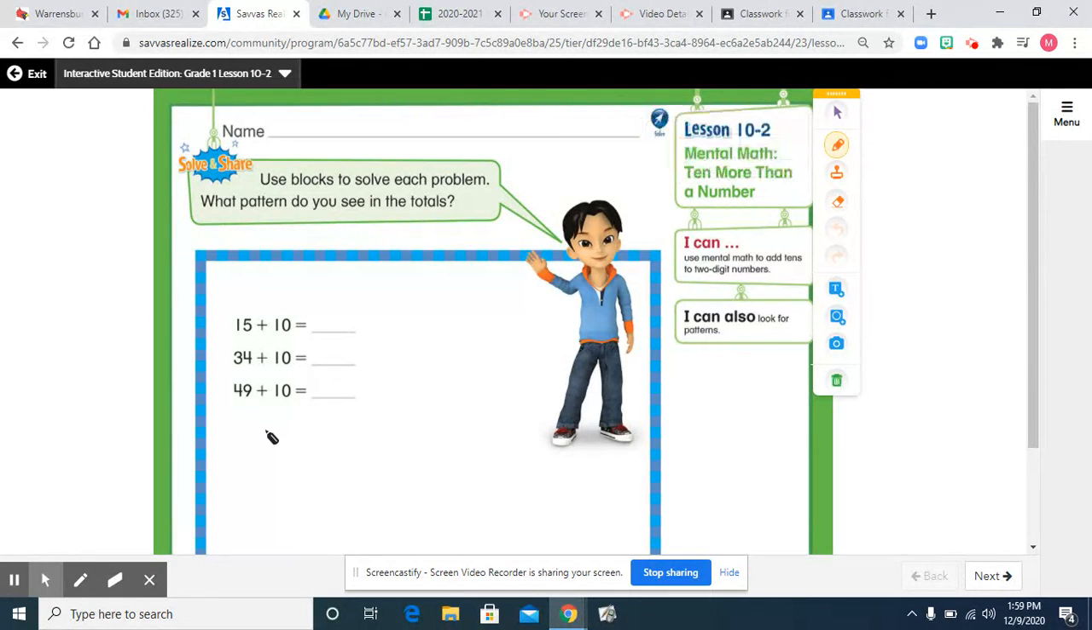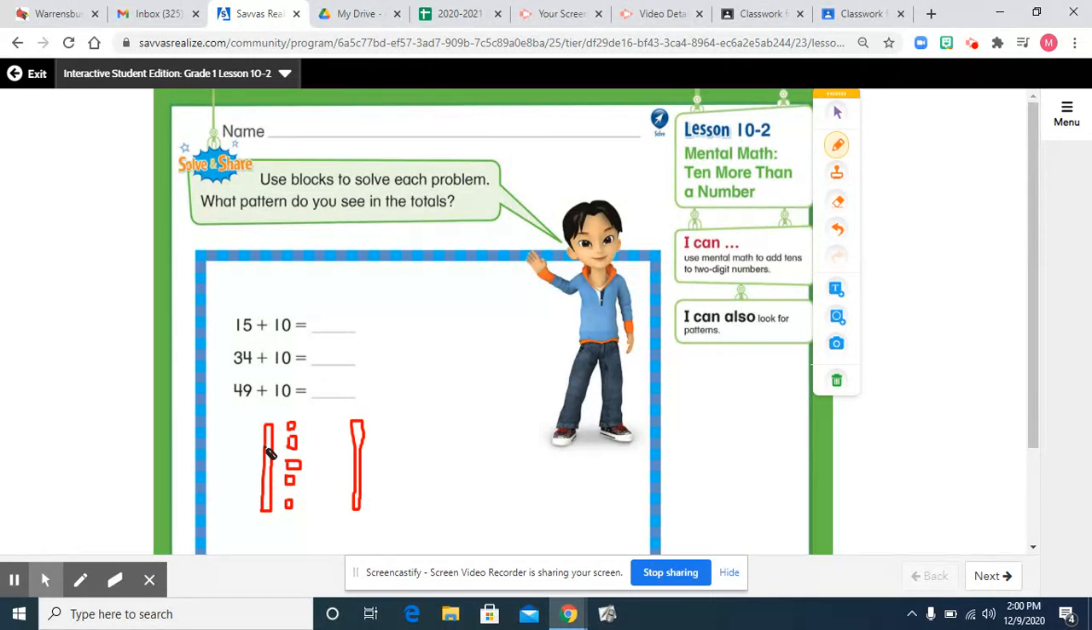Okay, so if we do 15, I'm just going to draw a long, and we all know that this is worth 10. And then 5 ones. So then we will have 15 in all. So this is 10, 11, 12, 13, 14, 15. Okay, plus 1 long, which is worth 10. So all we have to do is count these up to figure out what 15 plus 10 is.